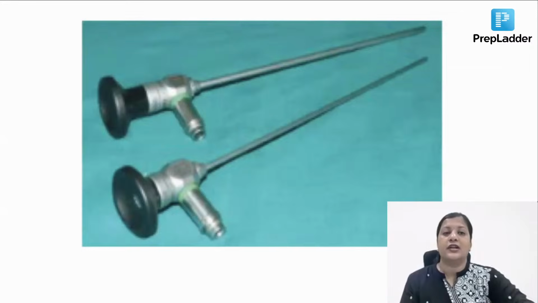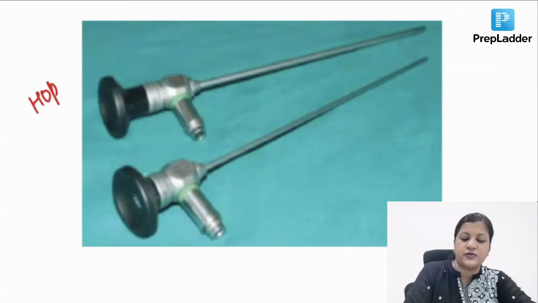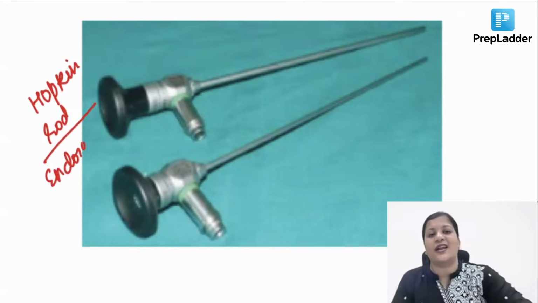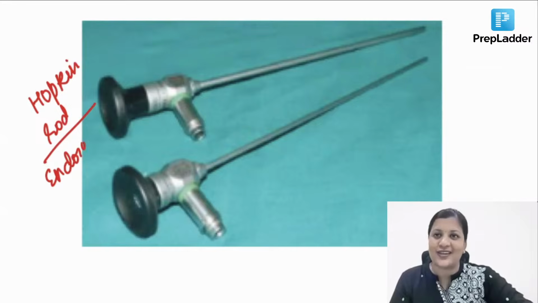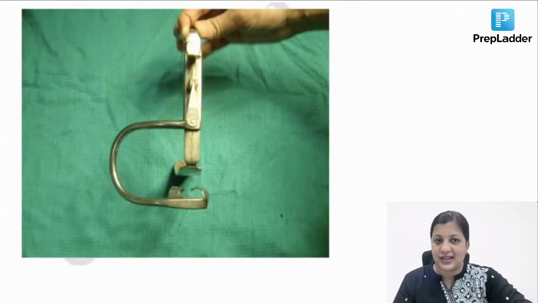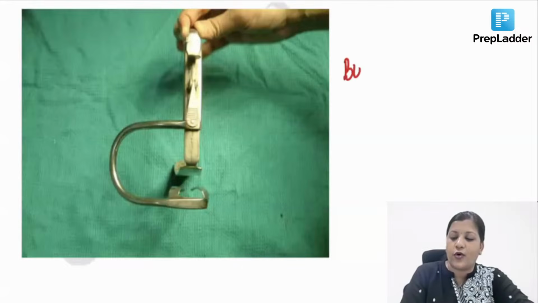Then we have got Hopkins rod telescopes or endoscope. So this is called as Hopkins rod, which is nothing but your endoscope with which we do our endoscopic sinus surgery, endoscopic ear surgery, laryngeal examinations, and so on. Now, the instruments that I'm discussing with you are for tonsillectomy. This is nothing but your Boyle-Davis mouth gag.